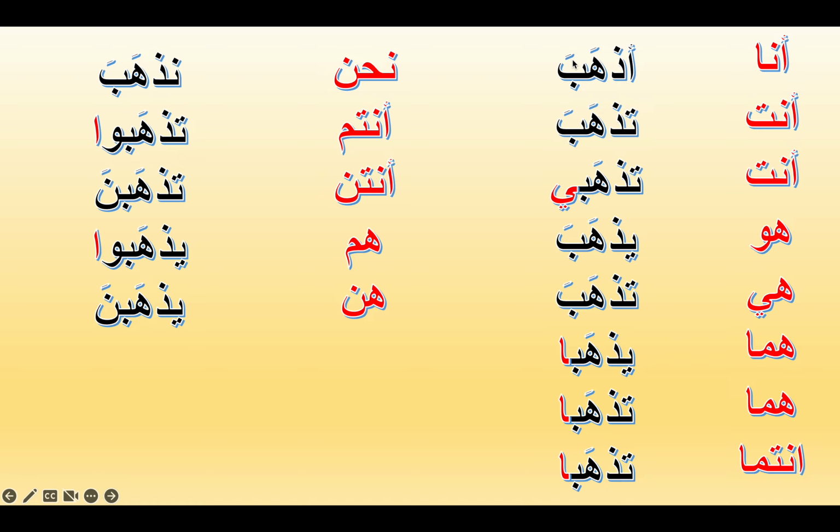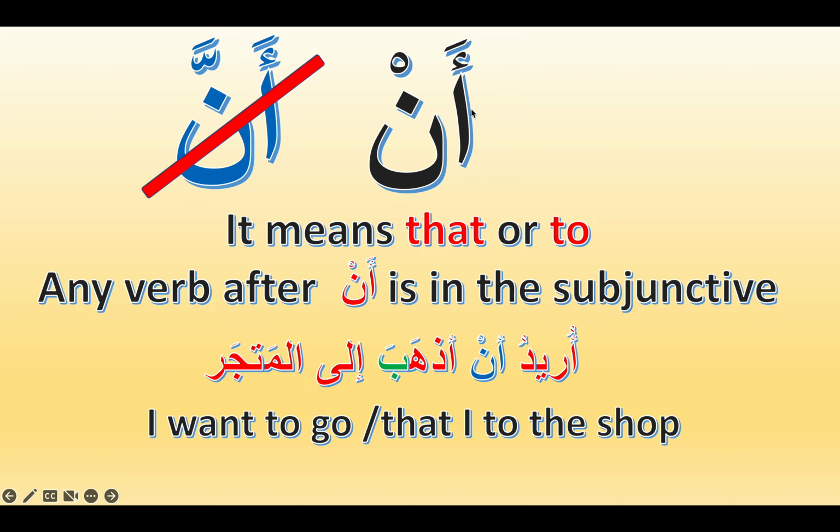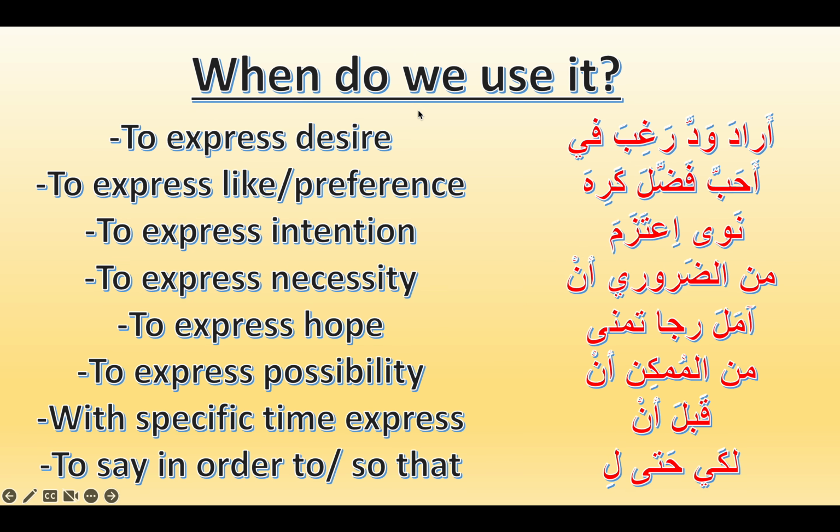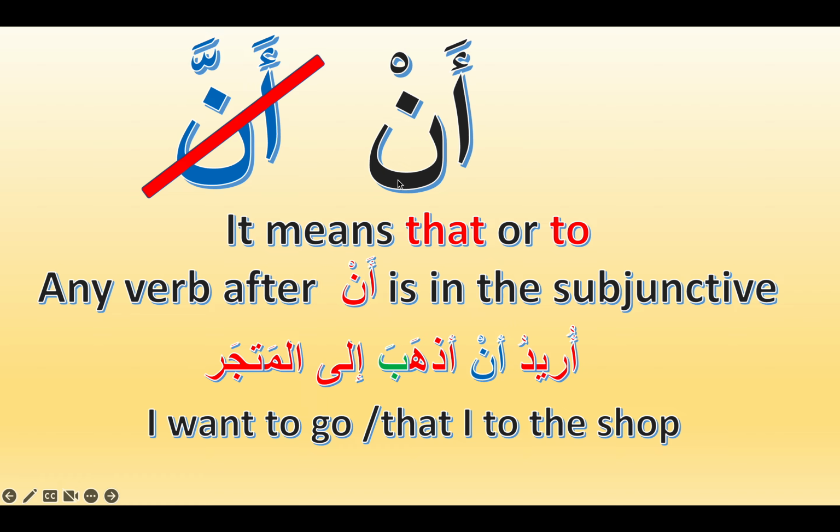Now, let's find out a little bit more about an. So, here we have an. And yet we also saw in the previous video, anna, أظن anna, I think that. So what's the difference? Well, they both mean that. However, they are used in different contexts. We use an when we're using a verb to express desire, like, intention, necessity, etc. So any verb that is expressing any of these things is going to need an. And an triggers the subjunctive. So whenever you see an, you know that the verb after an is going to be in the subjunctive.